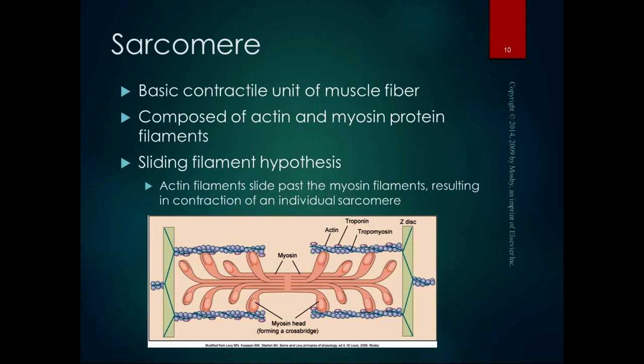The way muscles contract, it's called the sliding filament hypothesis. Actin filaments slide past the myosin filaments, resulting in contraction of an individual sarcomere. So each little sarcomere contracts, and then all of them stacked up together are contracting, and that causes the muscle to contract, and that transmits energy to the tendon, which then moves the bone. So it all starts with that little sarcomere contracting and those little filaments sliding over one another.